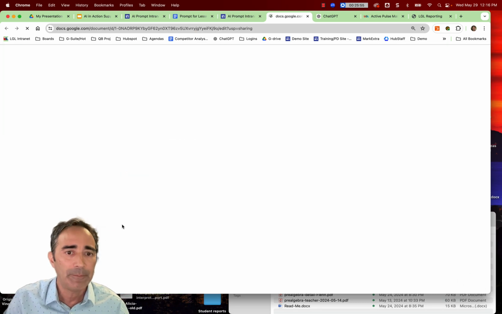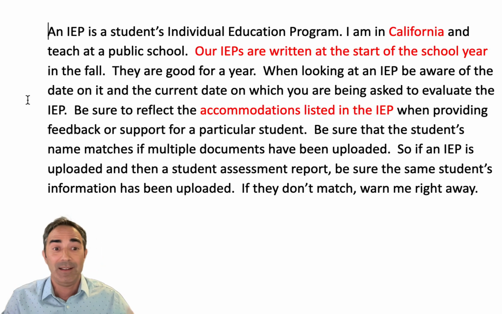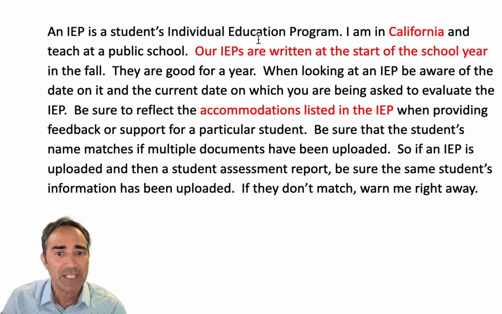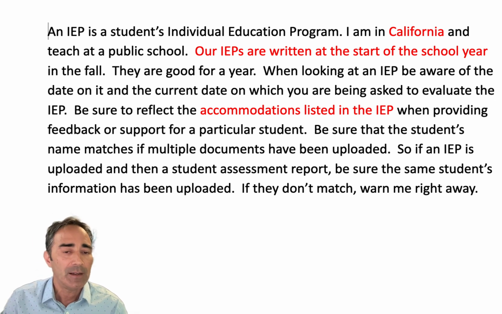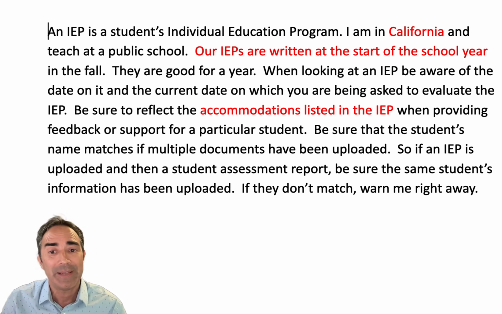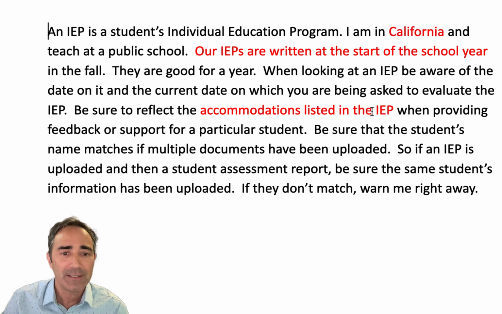So here again, in this particular example, my hypothetical prompt would be, an IEP is a student's individual education program. I'm in California. Our IEPs are written at the start of the school year in the fall. They are good for a year. When looking at an IEP, be aware of the date on it and the current date on which you are being asked to evaluate the IEP. Be sure to reflect the accommodations listed in the IEP, blah, blah, blah, right?